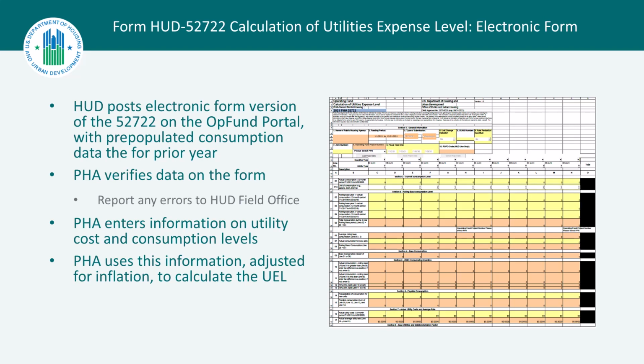PHAs will take the pre-populated form and enter current year cost and consumption levels into the 52722 based on the PHA's previous submission when available. PHAs should also make any necessary adjustments to rolling base data at this time. The PHA uses this information to calculate the UEL, which is adjusted by the pre-populated UEL inflation or deflation factor. The form calculates UEL based on utility data and EUMs entered from the 52723.